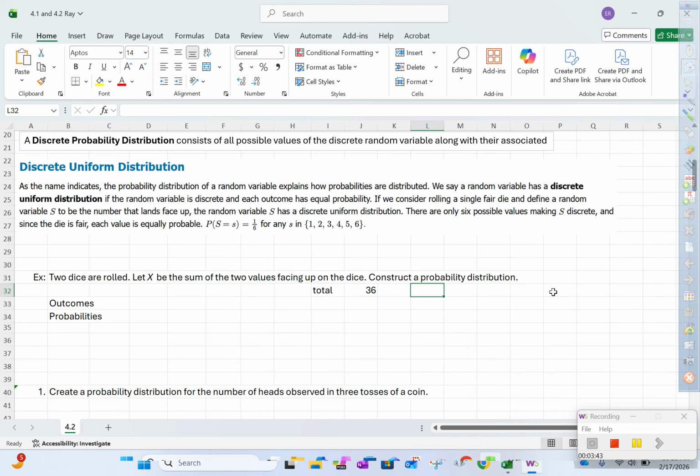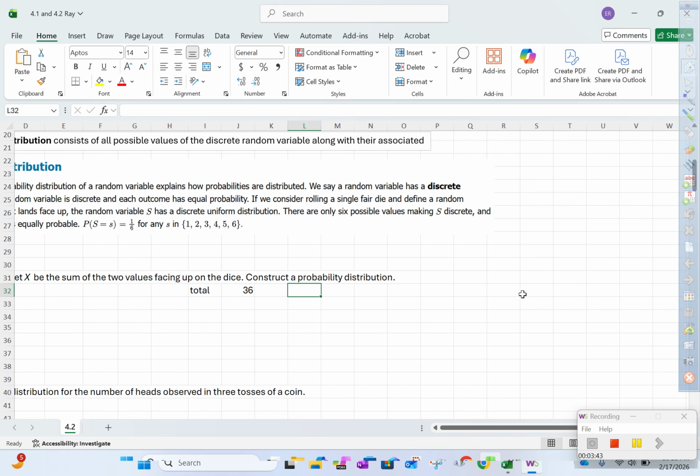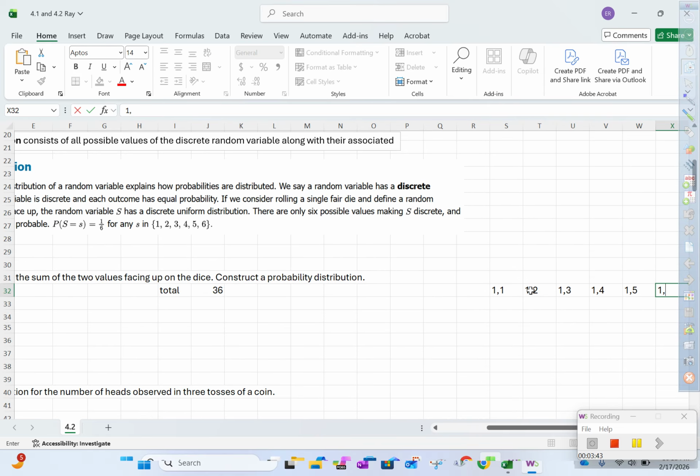Let's, over to the side here, just talk about the sample space for rolling 2 dice. So I could have a 1 with a 1, or a 1 with a 2, 1 with a 3, 1 with a 4, and so on, all the way till we get to 1 with a 6. Similarly, I can have a 2 with a 1, 2 with a 2, 2 with a 3, and I'm just listing out those 36 different outcomes.